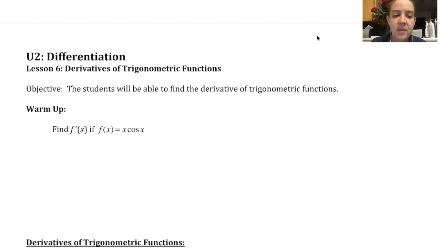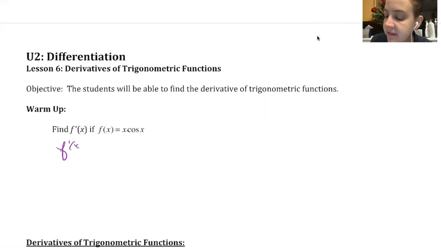Warm up, find f prime of x if f of x is equal to x cosine x. Now, don't forget that this is multiplication. This is x times the cosine of x. Thus, we have a product rule. So this is a good review of both a trig function and a product rule.